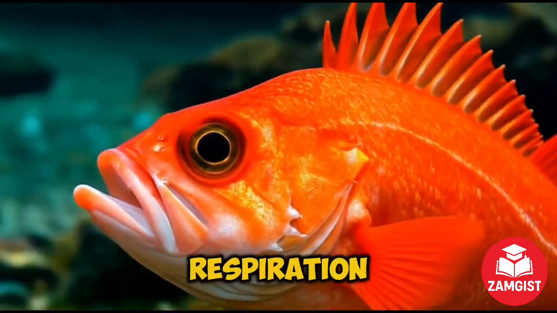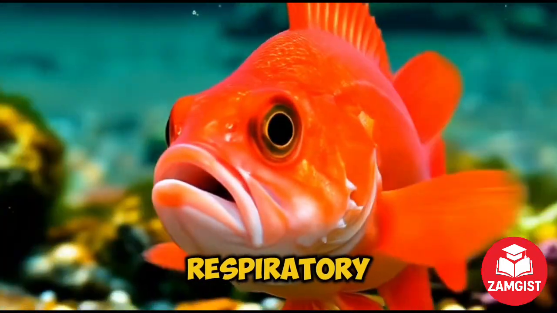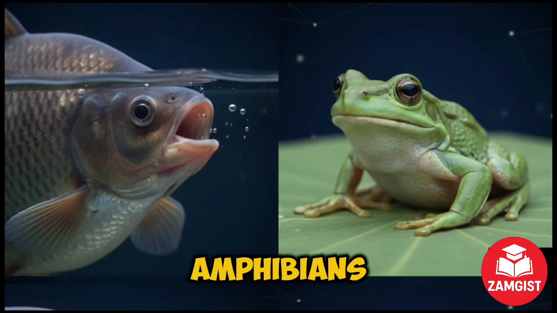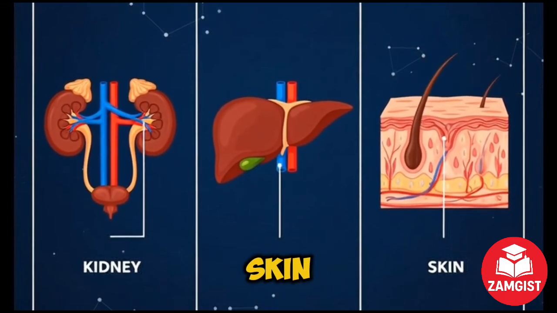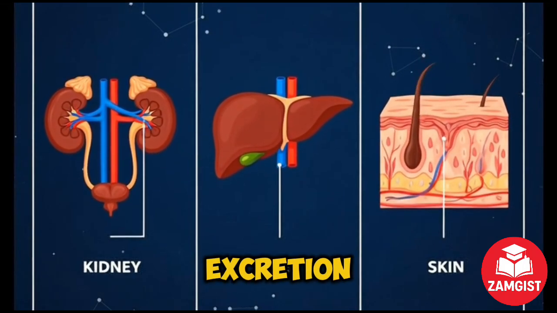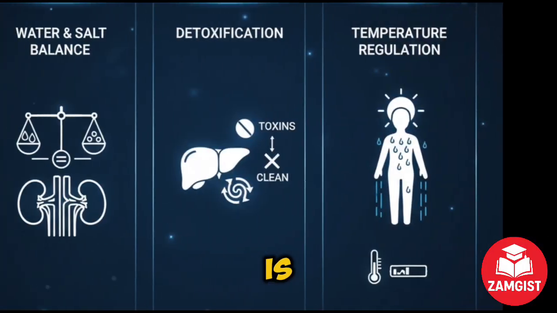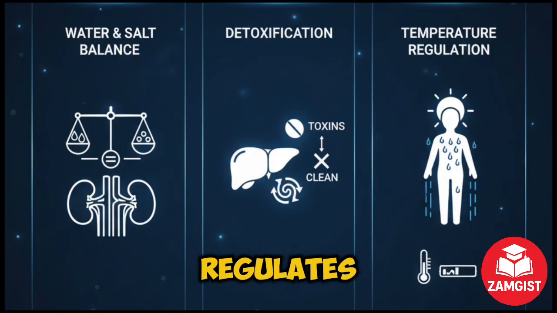Now let's look at respiration, excretion, and homeostasis. You must understand respiratory surfaces like gills in fish, lungs in mammals, and skin in amphibians. Excretory organs in humans include the kidney, liver, and skin. In plants, excretion occurs through stomata and lenticels. Homeostasis is the regulation of the body's internal environment. The kidney controls water and salt balance. The liver detoxifies harmful substances, and the skin regulates temperature.